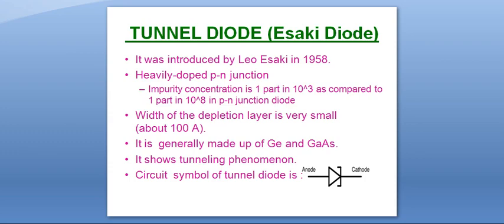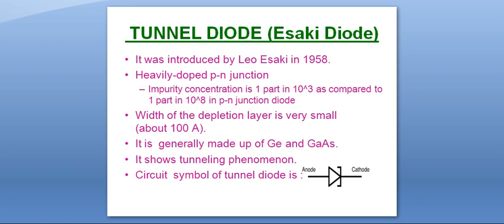Today we are going to discuss Unit 4, special semiconductor devices. In that, we are going to see about the tunnel diode or Esaki diode. A tunnel diode is a thin junction diode which exhibits negative resistance under low forward bias conditions.